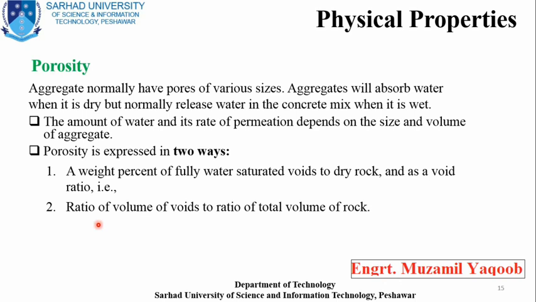Another method is the ratio of volume of voids to total volume of rock. So this is the less preferable method. In other words, the amount of water and its rate of permeation depend on the size and volume of the aggregate as well. So this was all about porosity, right? Porosity means how much water the aggregate will absorb.